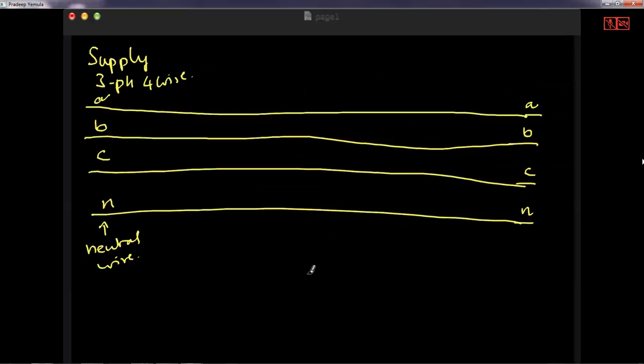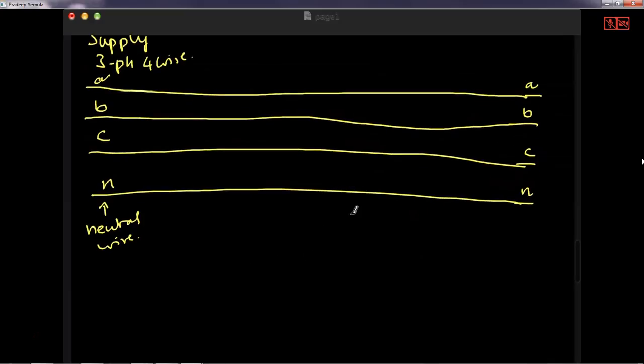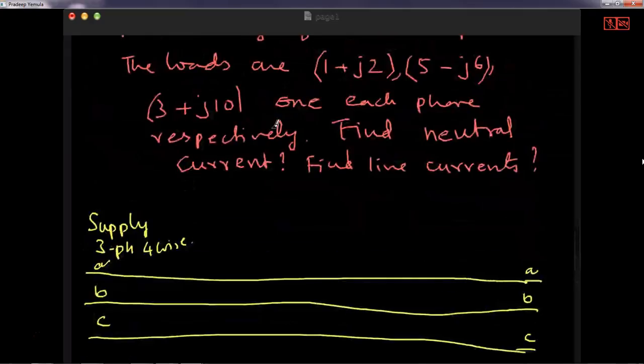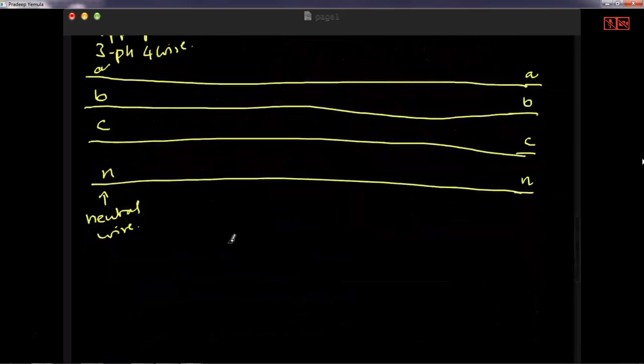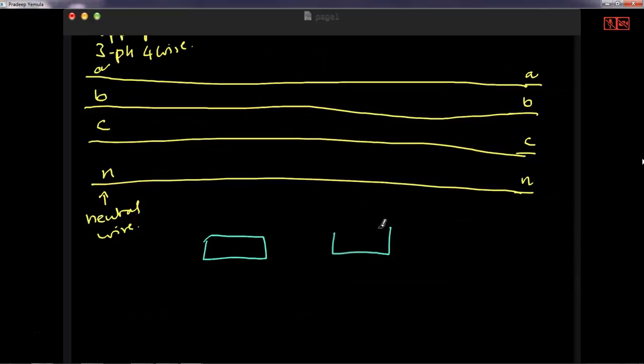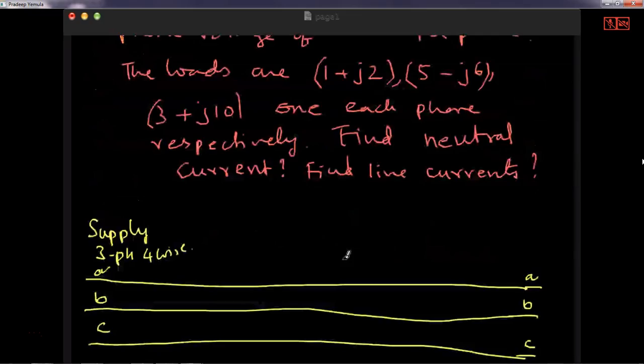Now what are the loads? The loads are 1 plus j2, 5 minus j6, and 3 plus j10. So let me indicate three loads here. This is the first load, this is the second load, and this is the third load. So ZA, ZB, ZC, I have three loads here: 1 plus j2, 5 minus j6.